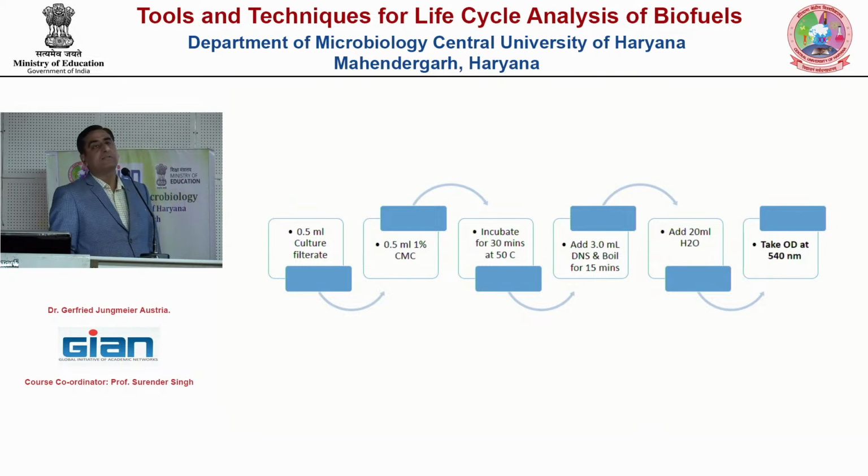This conversion of dinitrosalicylic acid facilitates the identification of the sugars. Once the DNSA is added, we boil for 15 minutes, then we make up the volume to 20 ml, and at the final stage we go for the OD at 540 nanometer. The higher the reading, the more reducing sugar there is. So basically it tells how much sugar is released, and this is done specifically in the case of endoglucanase activity.